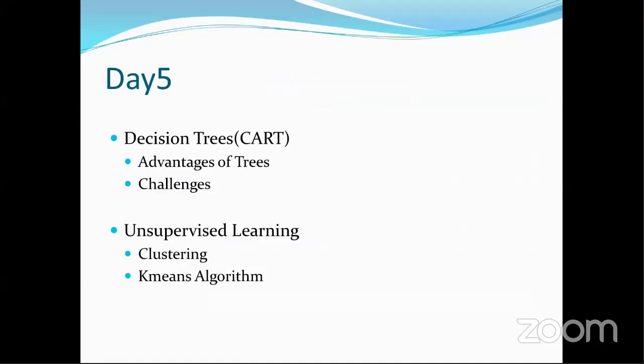This is going to be the agenda for the last and final session of this workshop. We briefly talked about decision trees yesterday. We couldn't complete it, so let me complete the concept of decision trees: the CART algorithm that we have seen, the advantages of trees, and some of the challenges that we face when we use tree-based algorithms. That would complete the decision tree. Then we move on to unsupervised learning, where we would see an unsupervised learning algorithm called the k-means algorithm, and through k-means, we are going to perform clustering.